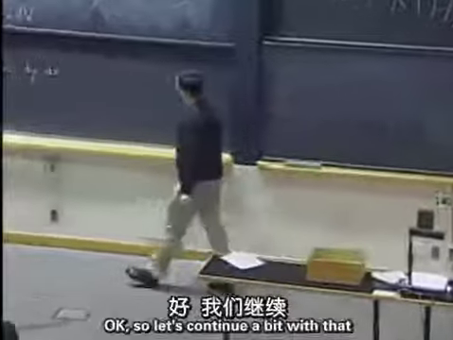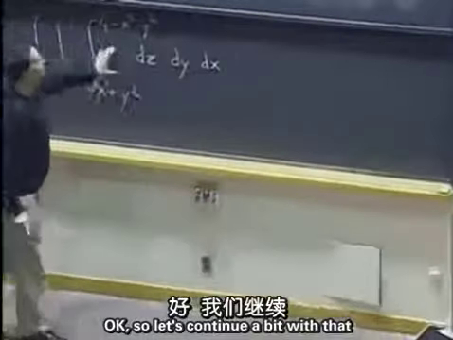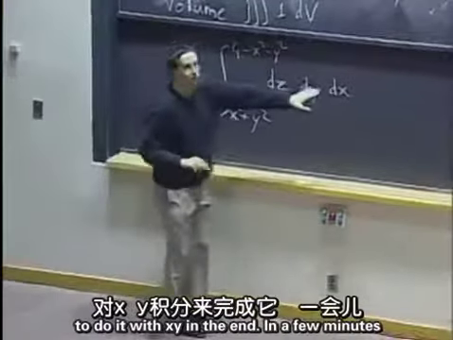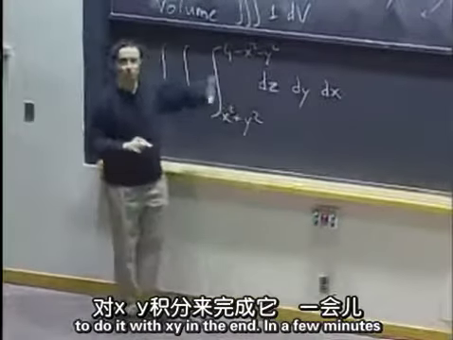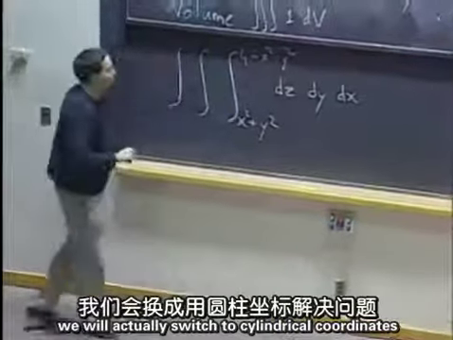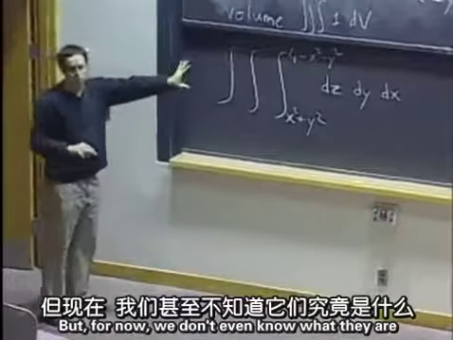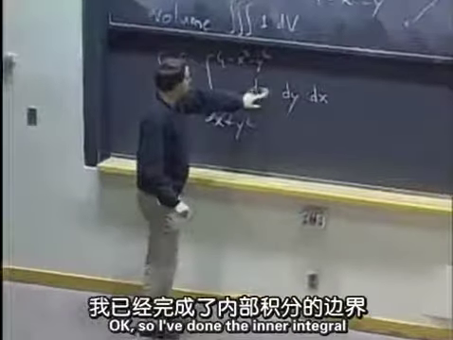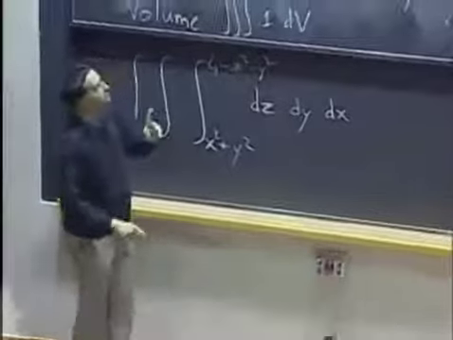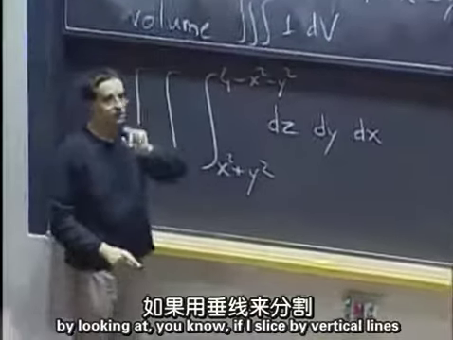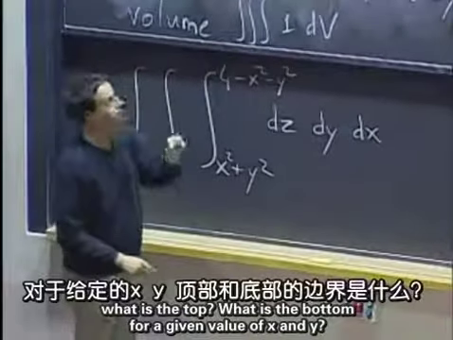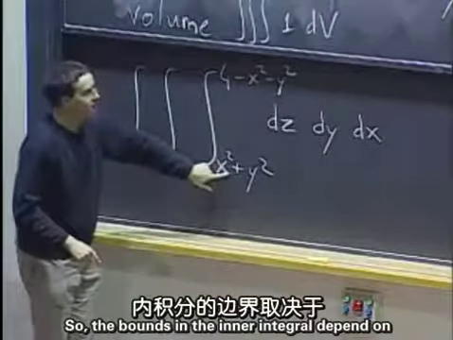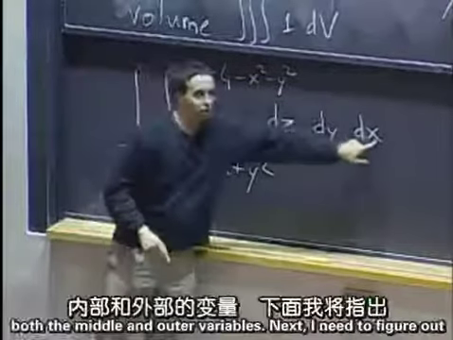Okay. So let's continue a bit with that. As you mentioned, we don't actually want to do it with x, y in the end. In a few minutes, we'll switch to cylindrical coordinates, but for now, we don't even know what they are. So I've done the inner integral by looking at, if I slice by vertical lines, what is the top and what is the bottom for a given value of x and y. So the bounds in the inner integral depend on both the middle and outer variables.